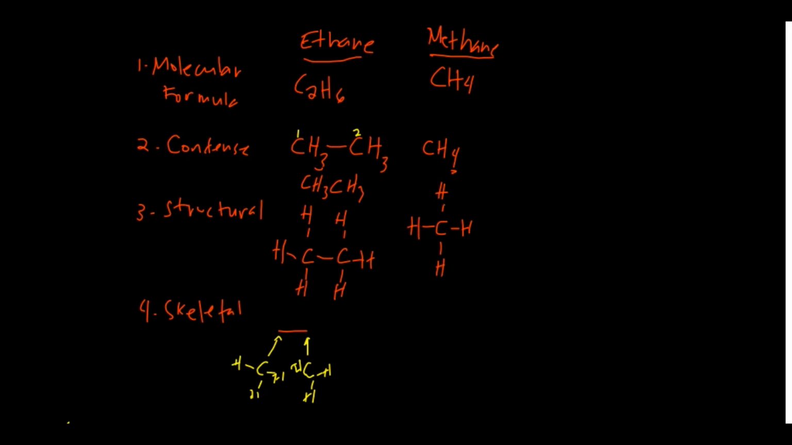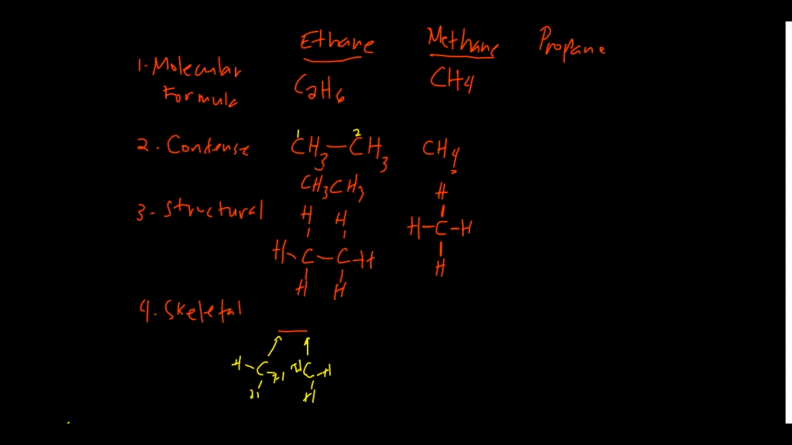Again, the lines here represent a bond, and since these 2 are both non-metals, let us recall our chemical bonding lesson. It is called a covalent bond. So we cannot do skeletal for methane because there's only 1 carbon.